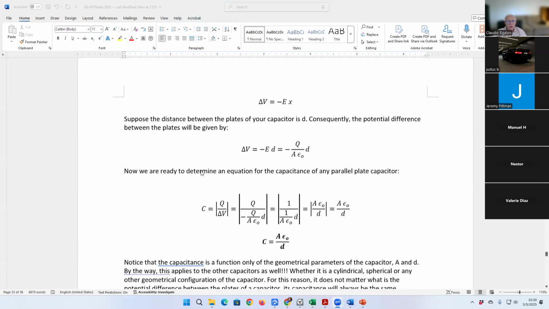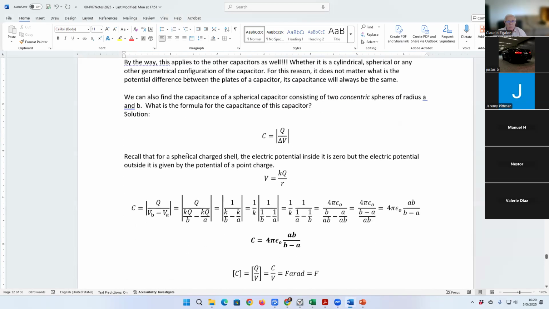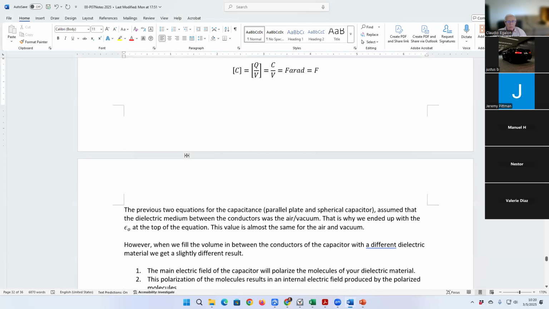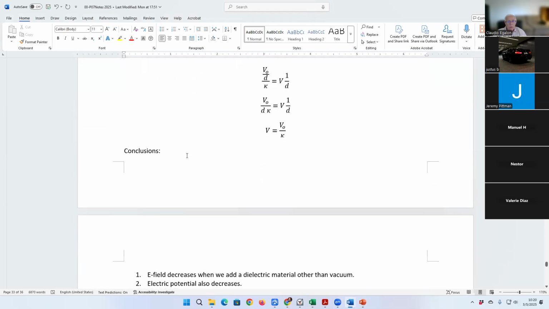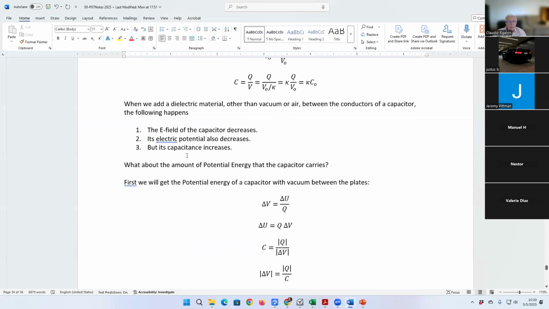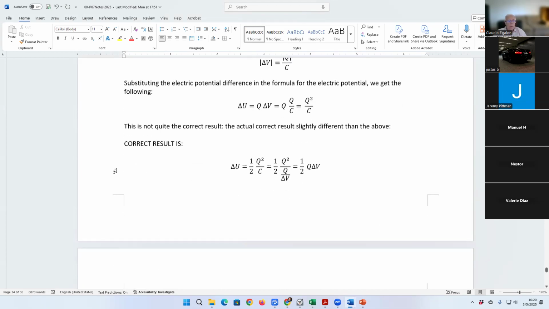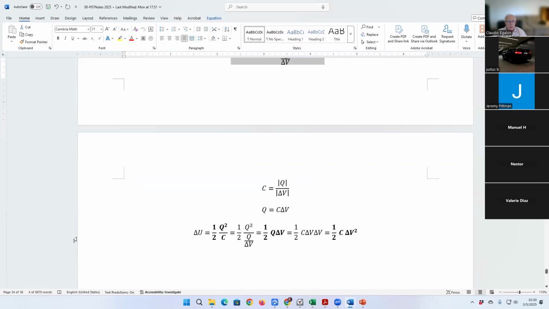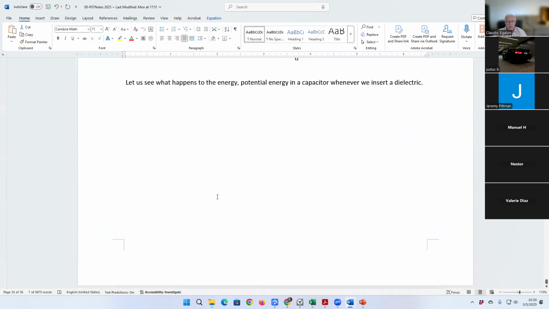Potential energy. What happens? Okay, here you go. That's the potential energy here. Okay, so here you go. Let's get the 3 different formulas for the potential energy of a parallel plate capacitor.